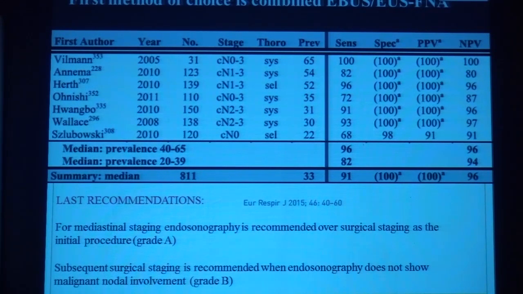There's also a grade B recommendation that if we are not satisfied with this, or we are not sure that we got an appropriate sample, we can still send the patient to mediastinoscopy. But we can ask ourselves, why send the patient, after doing the method with high negative predictive value, to a method which has a lower negative predictive value?